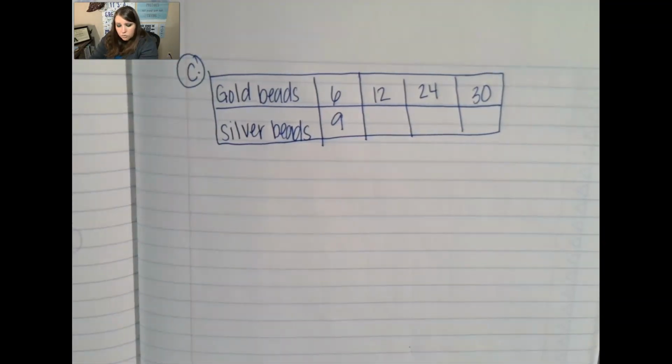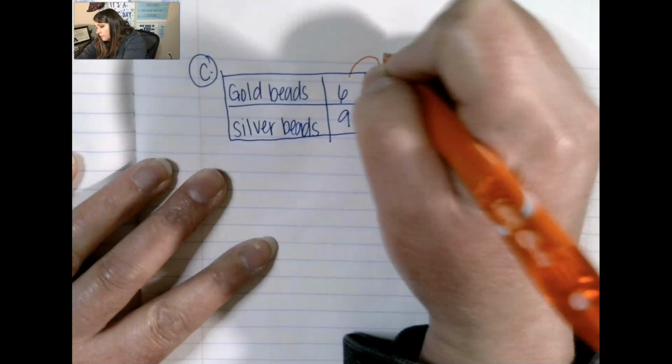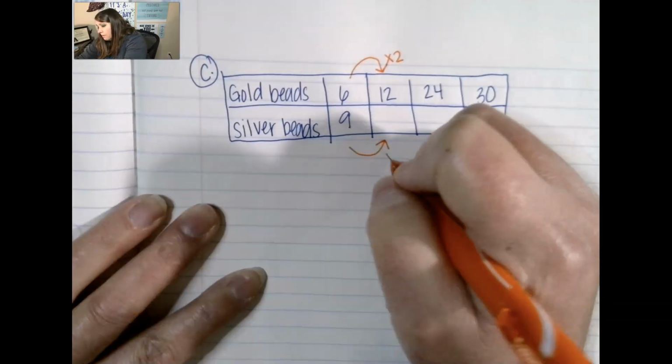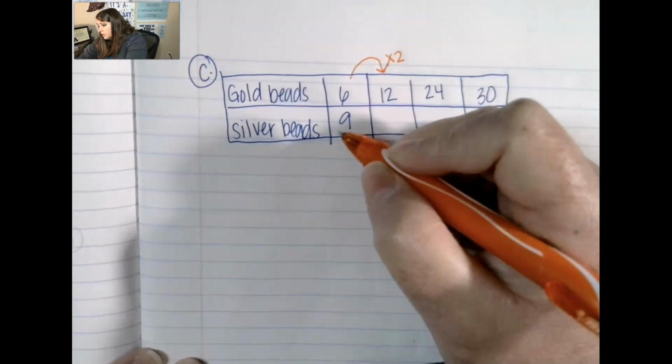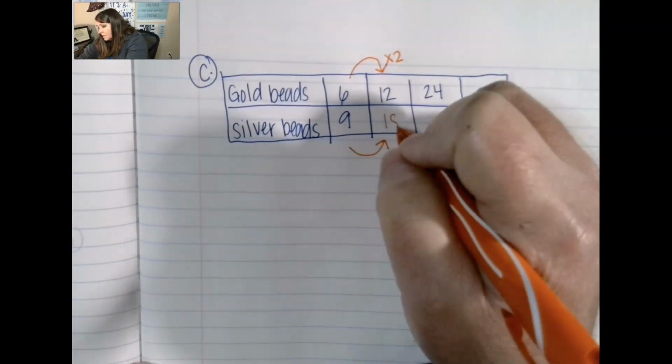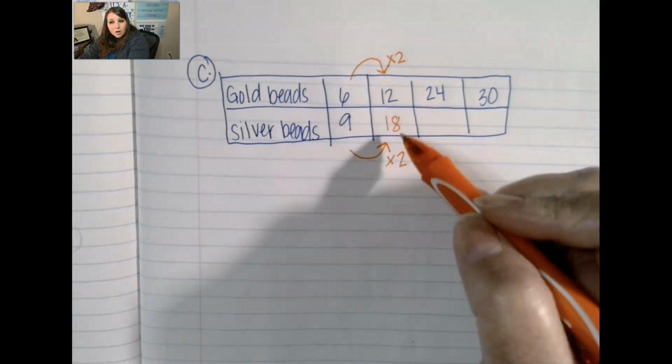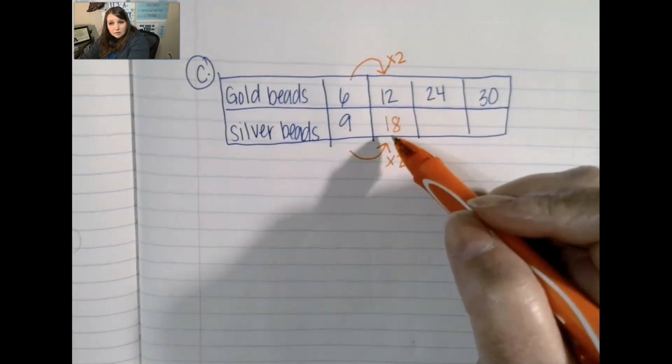So how do I move from one to the other? Well, let's check it out. So 6 times 2 gives me 12. So on the bottom, I'm going to multiply by 2. So 9 times 2 is 18. That gives me an equivalent ratio of 12 to 18.